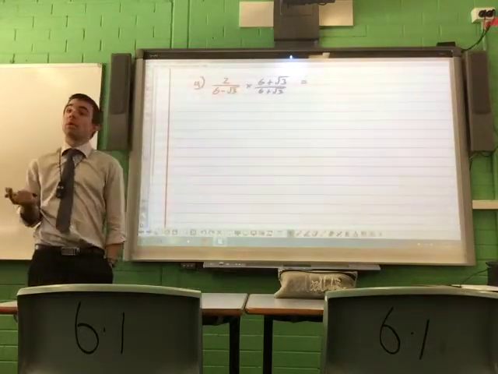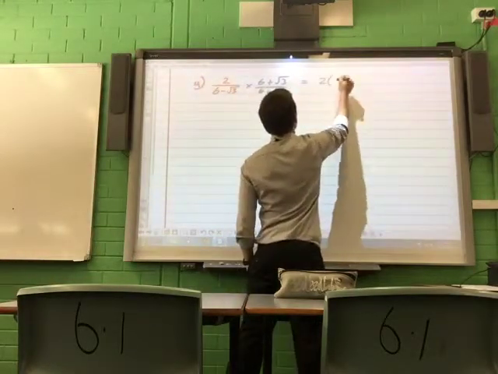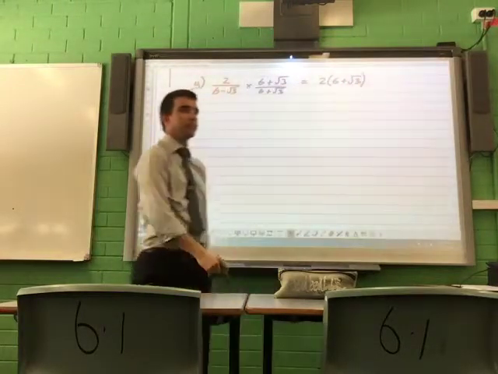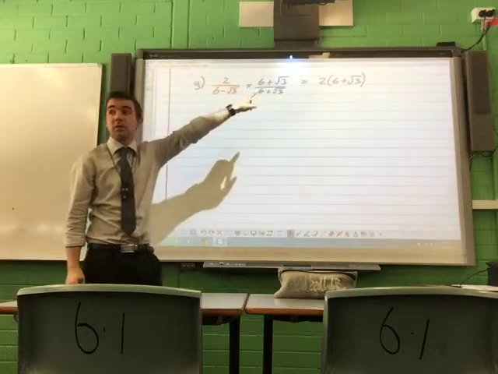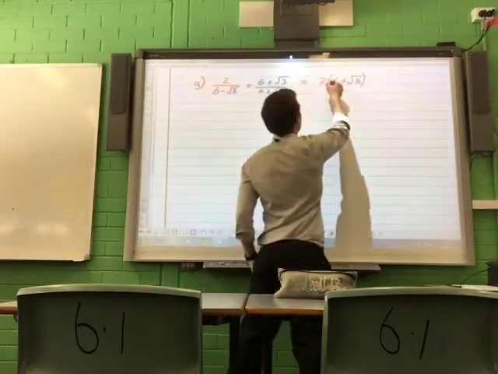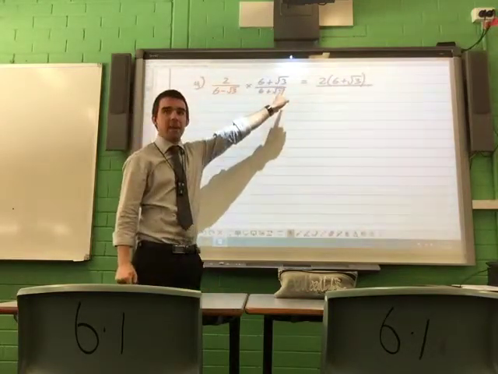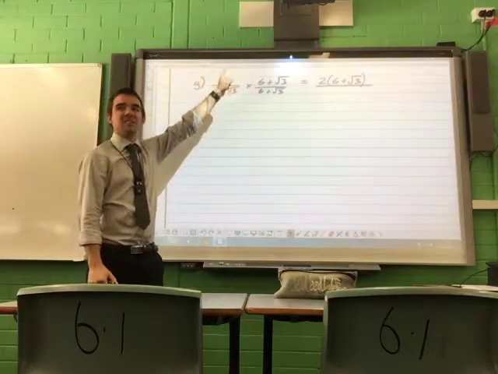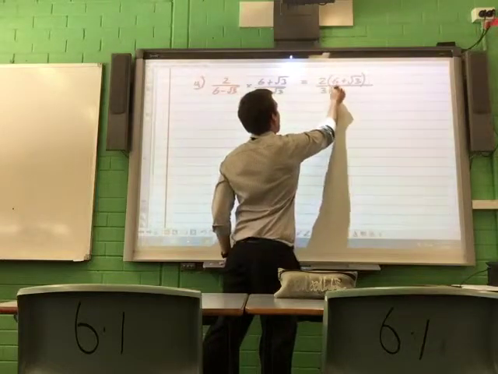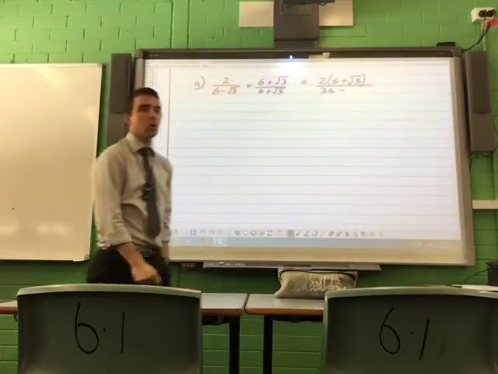Right, I'm not going to multiply the numerator just yet. I'll show you why in a moment. So it'll be 2 outside of 6 plus root 3. So that times that, I'll just express it in a bracket for the time being. So this is your x take away y, x plus y. So it'll be x squared take away y squared. So 6 squared, which is 36, take away root 3 all squared.